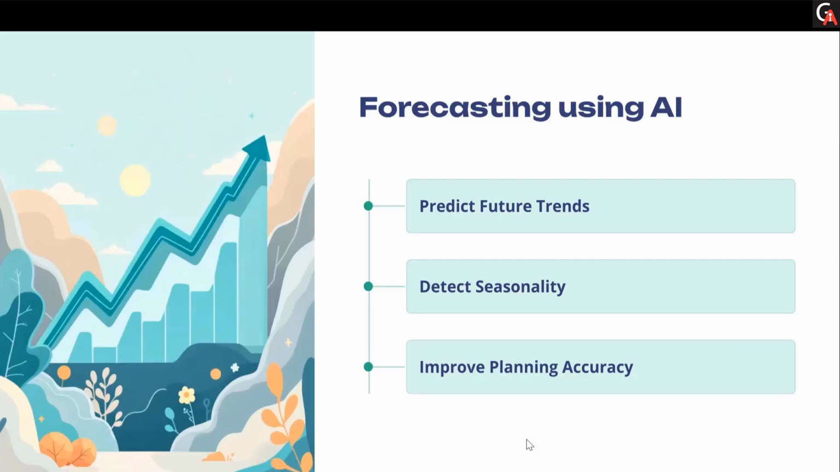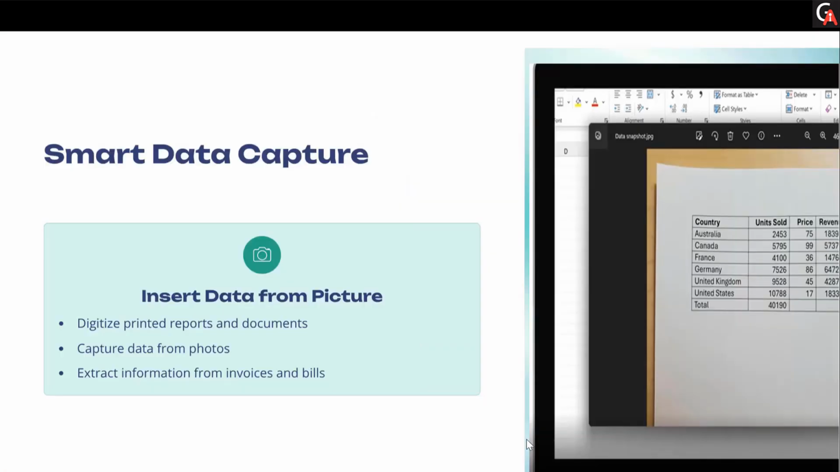Now, moving forward with the next AI feature, which is smart data capture. With the help of this feature, you will be able to convert the data from images, screenshots, invoices, or bills directly into Excel. Using AI, Excel is going to read the text from the pictures and automatically convert it into a structured table. This is going to eliminate manual data entry, reduce the errors, and save a lot of your time, especially when you're working with scanned or handwritten data, right?